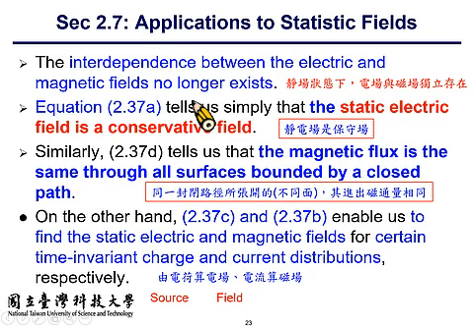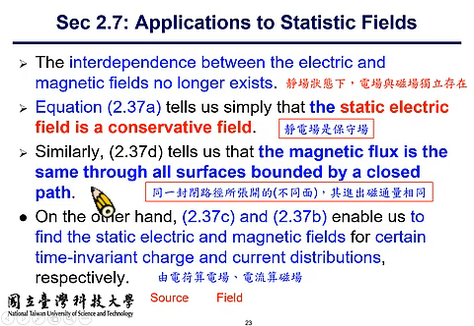So the steady electrical field can be claimed to be a conservative field. And similarly, the magnetic flux is the same through all surfaces bounded by a closed path. That is concluding from the fourth equation.